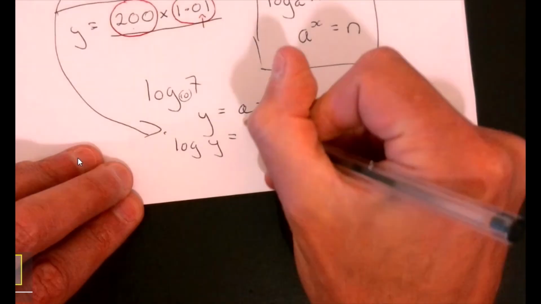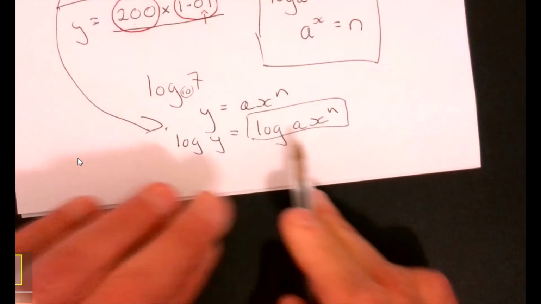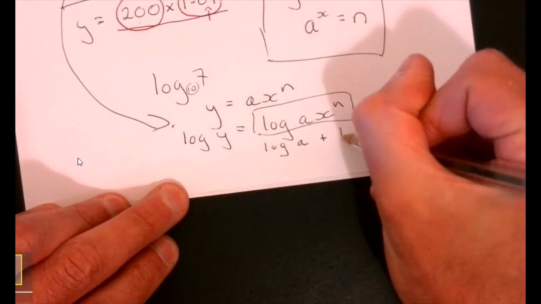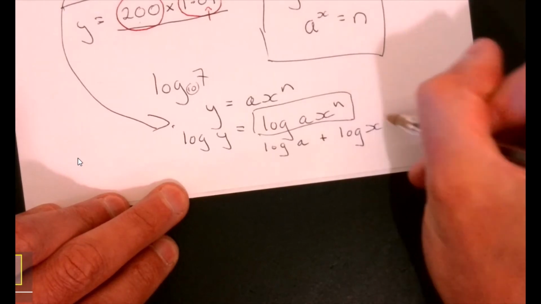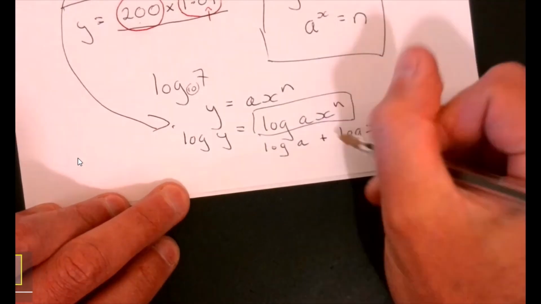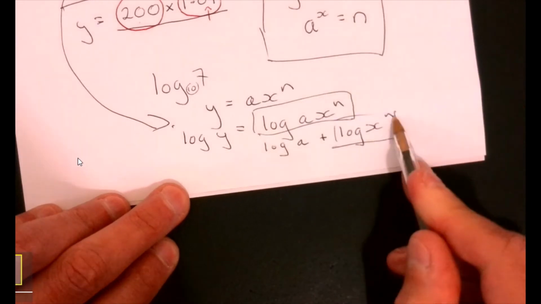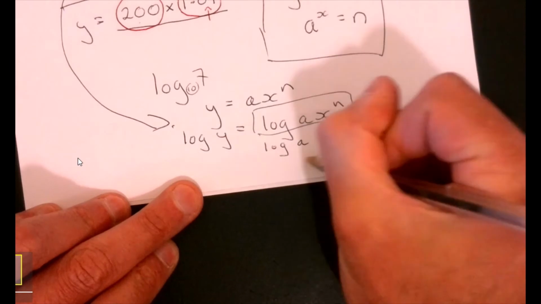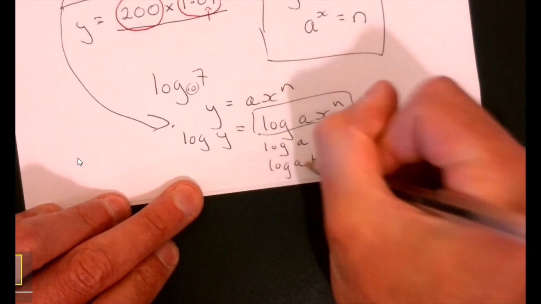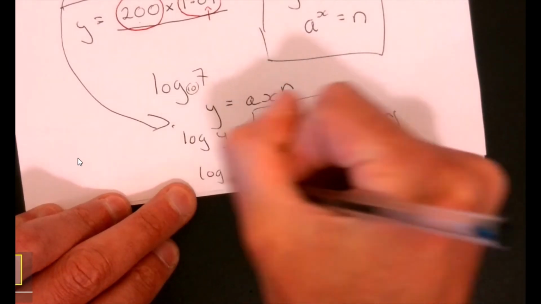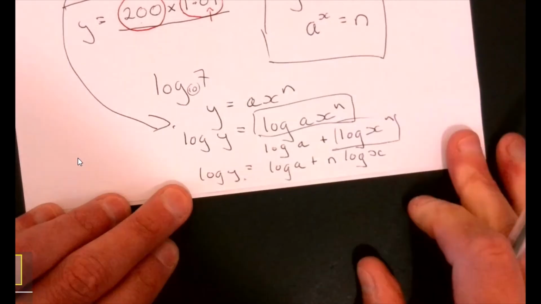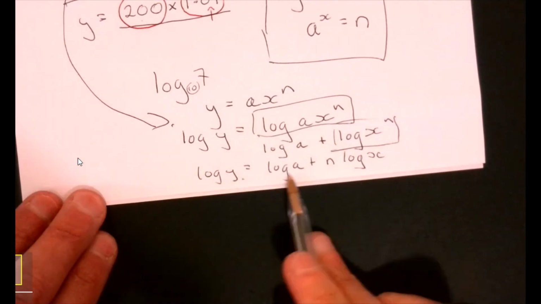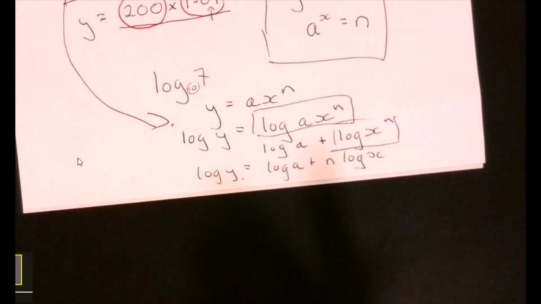Now remember my basic rules here. That then becomes a plus, doesn't it? So log a plus log x to the n. Oh, wait a minute, here's another basic rule. When you've got that power, it then becomes this. There we go, just like that. Now it might be worth writing these two things the other way around. I'll come back to why in a second.